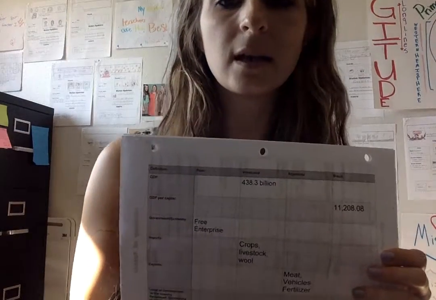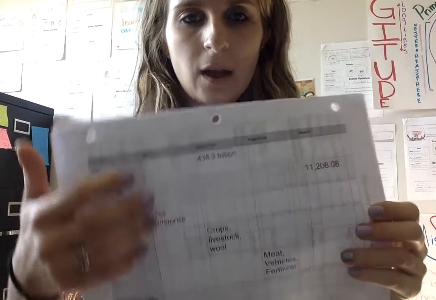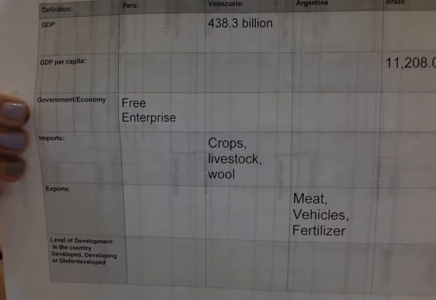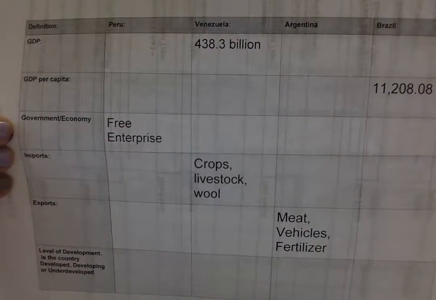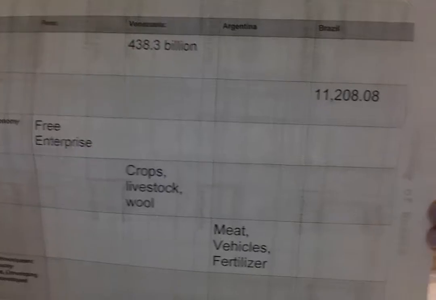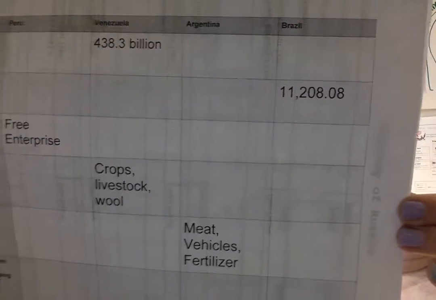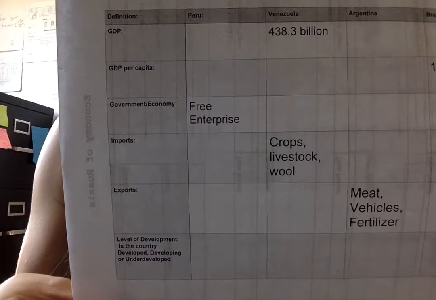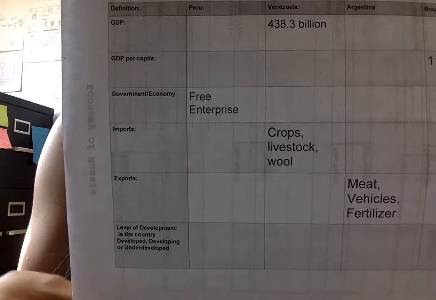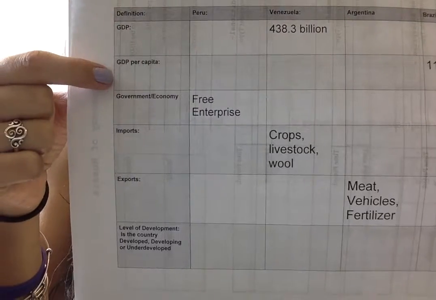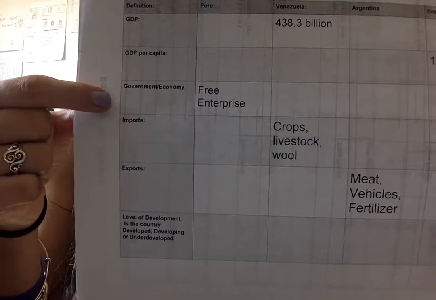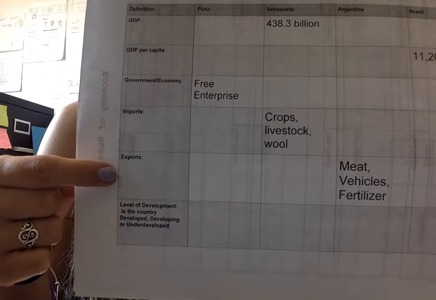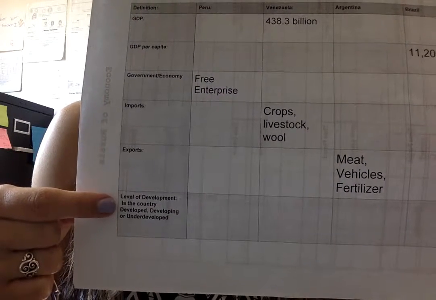And we're going to spend today's class basically filling out this chart. So as you can see across the top, we've got different countries. Okay, we've got Peru, Venezuela, Argentina, and Brazil. And then on the other side, we have something that's called economic indicators: GDP, GDP per capita, government and economy, imports, exports, and levels of development.